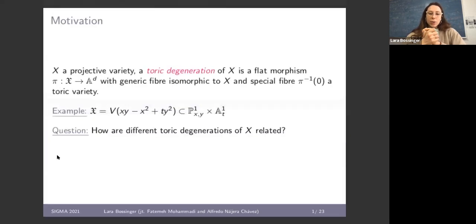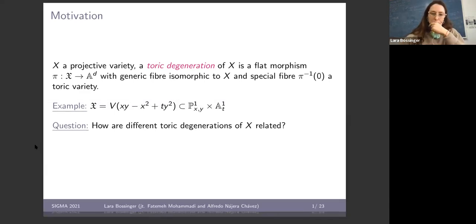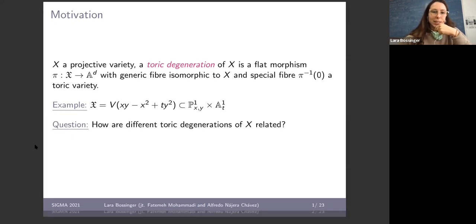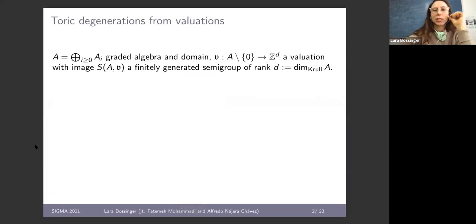Now, one question I'm interested in general is how different toric degenerations of one projective variety are related. They sure capture some information of the projective variety that is preserved throughout the family, but more generally, I'm interested in this question, and in this particular talk, this will be the leading motivation. My two favorite constructions of toric degenerations are from valuations and from Gröbner theory. I will quickly go through and set up my notation.